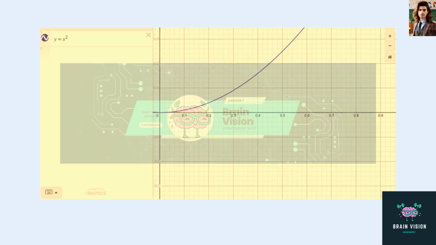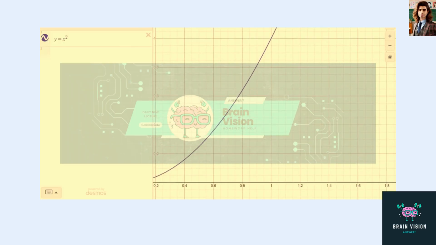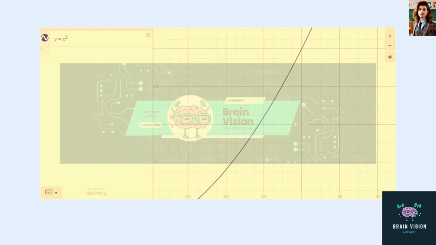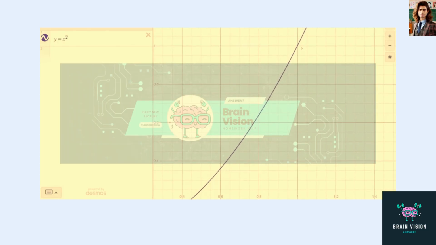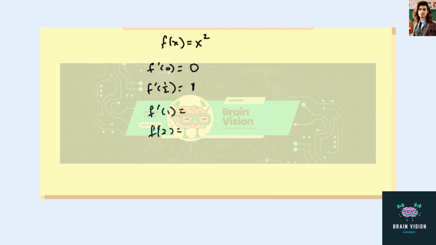Okay, what about at 1? Well, let's see. Up here at 1 is here. That slope looks to be a fair amount steeper, doesn't it? Like maybe twice as steep. I think that slope's 2.